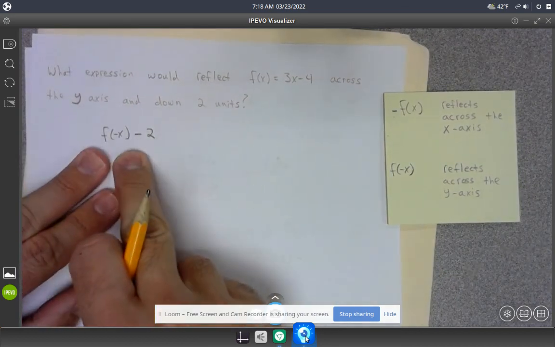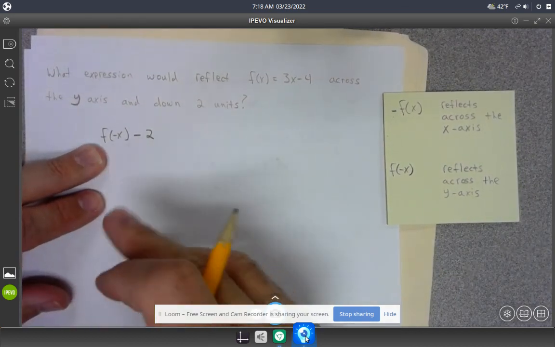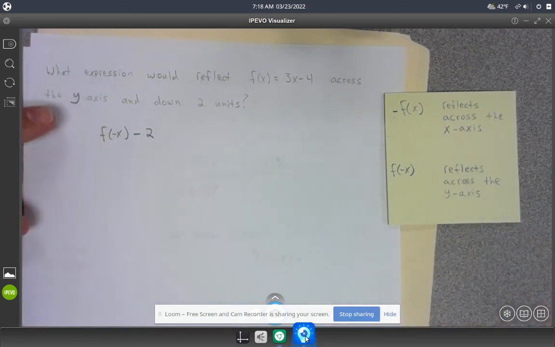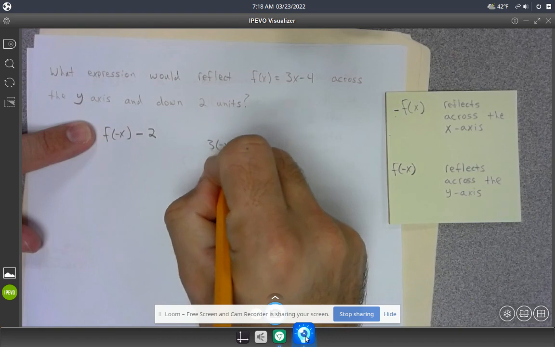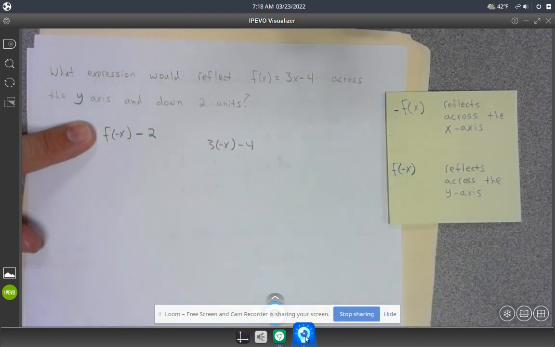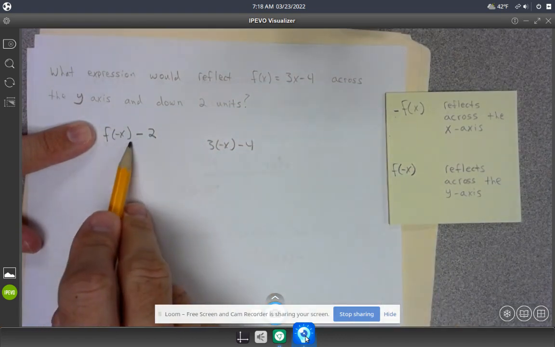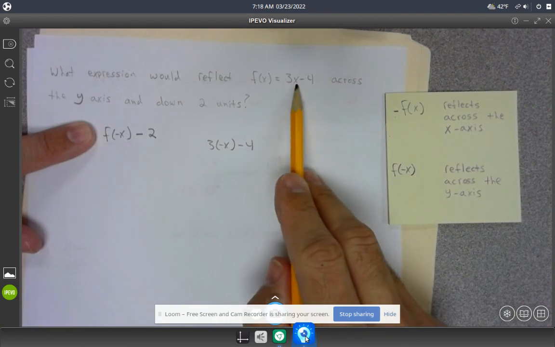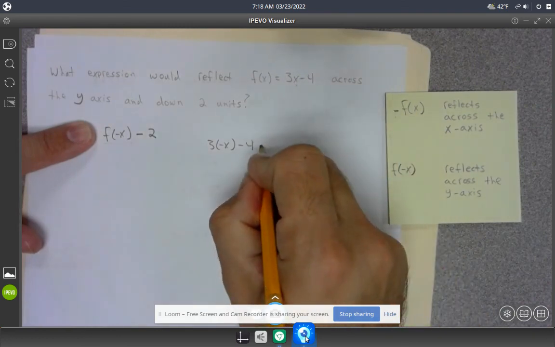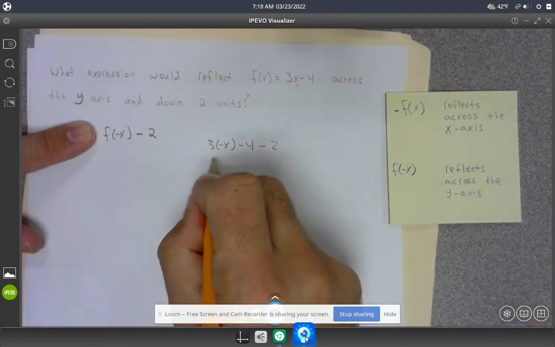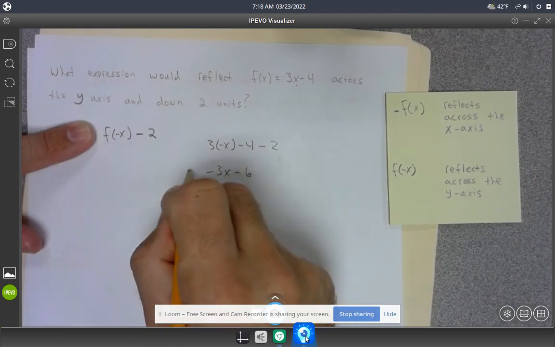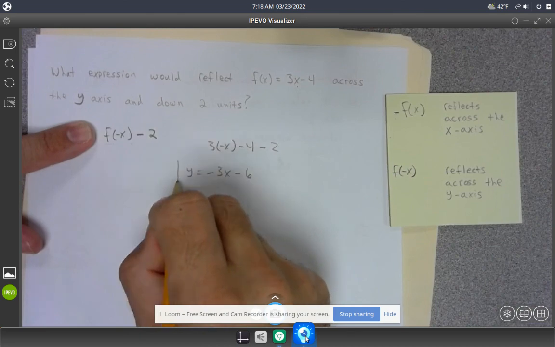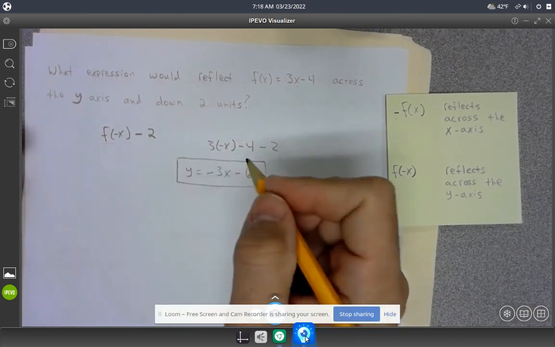That's my answer in function notation, but now I want to actually write out what that would be in algebraic form. It's going to be 3 times negative x minus 4. Okay, that's this part where I'm just replacing the x with a negative x, and then minus 2. So if you simplify this, it's going to be negative 3x minus 6. I'll put on a little y equals hat for it, and that's going to be my answer.